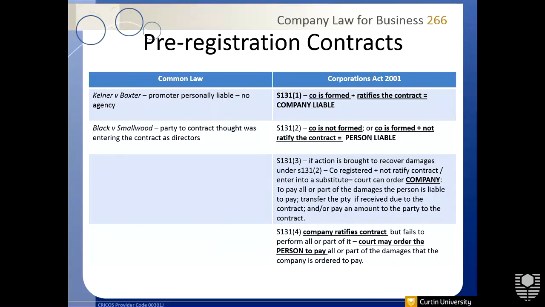Now, I think I must have misquoted Section 131 sub 4, where the company ratifies the contract but fails to perform the contract, or fails to make payment. In such a case, the court may order the person to pay all or part of the damages that the company is ordered to pay. So in this case, where the company is formed and it ratifies the contract but doesn't want to continue with the performance of the contract, the court may order the person who entered into the contract to be liable. Okay, are we on the same page?